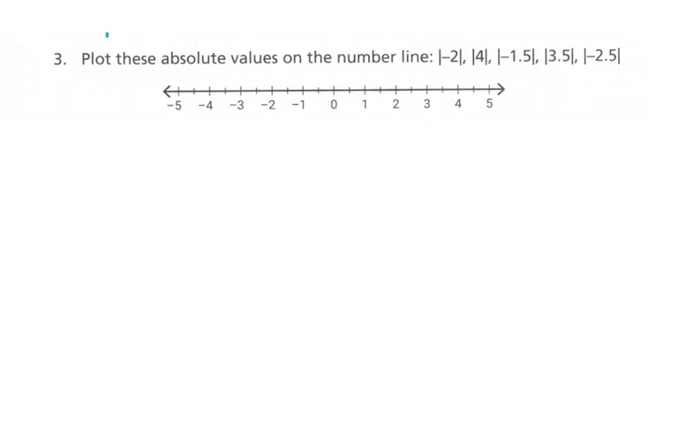Now this one, they want us to put the absolute values of these numbers on the number line. So first I have a -2, but since it's the absolute value, that means I'm going to change it to a +2. So +2 is right here. And then I have a 4. 4 is going to be right here. Then I have a 1.5. That's going to go right in between my 1 and my 2. 3.5 is going to go between my 3 and my 4. And then -2.5. The absolute value of that is 2.5, so that's going to go between my 2 and my 3.